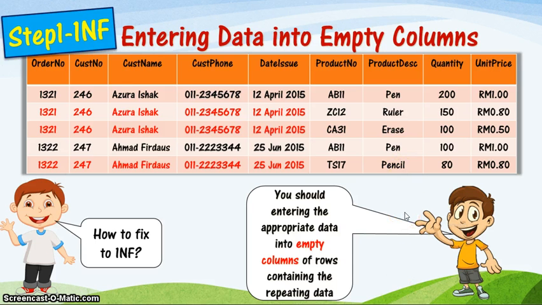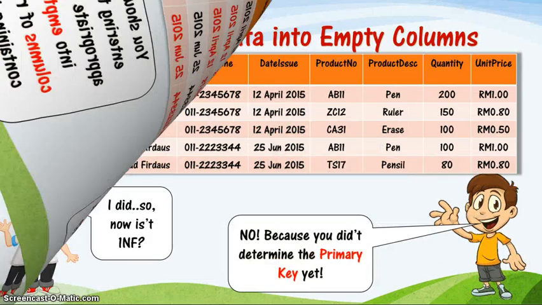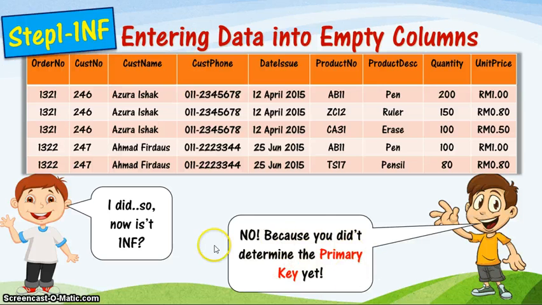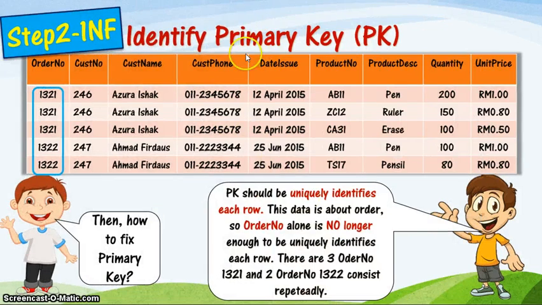For 1NF, we have steps. To create 1NF, you have to enter data into the empty columns. Just now there were empty cells, so you have to enter the data. Complete the cells here with the relevant data. If you look here, it is not yet 1NF because the primary key is not determined yet. So you have to identify the primary key.